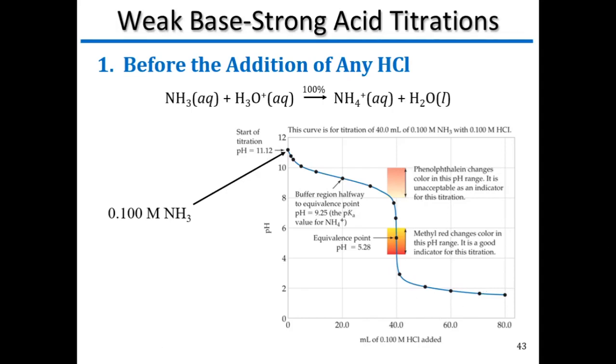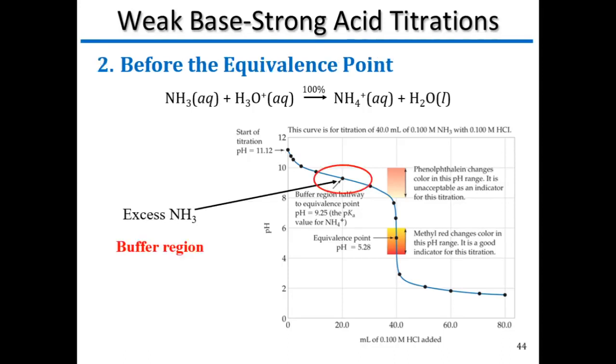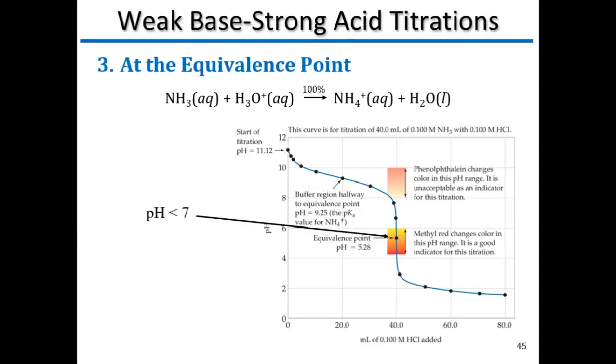So you still have an equivalence point, you still have a buffer region, all that good stuff. So everything's exactly the same. It's just backwards and upside down, basically. Okay, but we still have a buffer region. We still have an equivalence point.